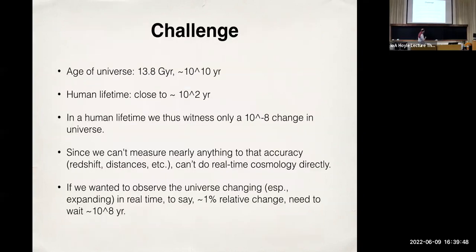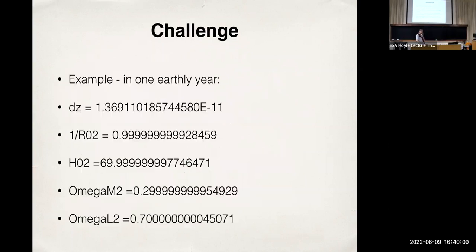But here's the challenge. The age of the universe is 14 gigayears, so that's, let's say, 10^10 years. A human lifetime is, at best, 10^2 years. Which means that in a human lifetime, you can only measure a 10^-8 change in the universe. There's no way you can measure redshifts to this accuracy. So there's no way you could do real-time cosmology. Now, this is the change that you expect in one earthly year. You can see that the redshift changes by 10^-11. This is by how much H0 changes. It was 70 a year ago, and this is how it is today, etc. So that's, of course, negligible.